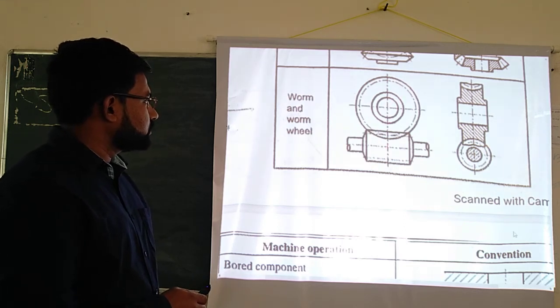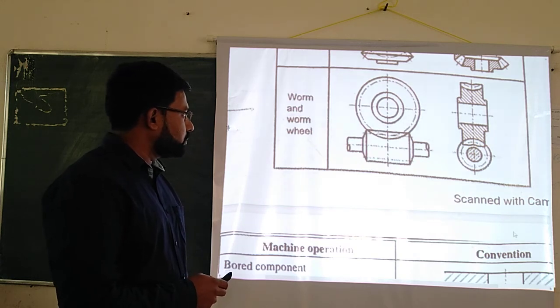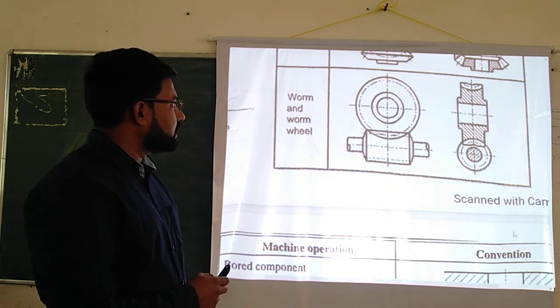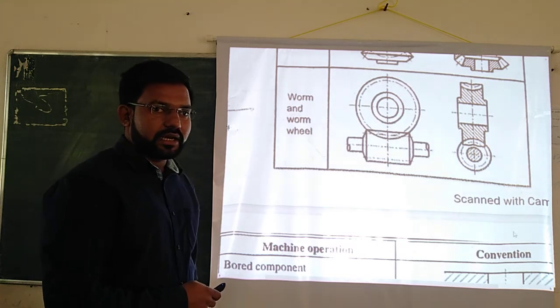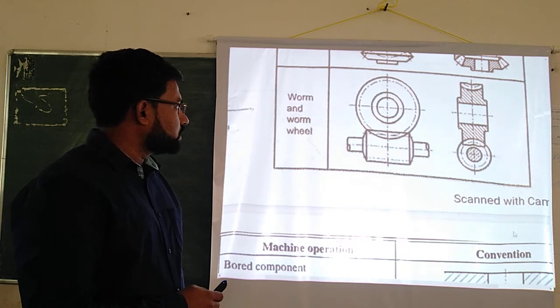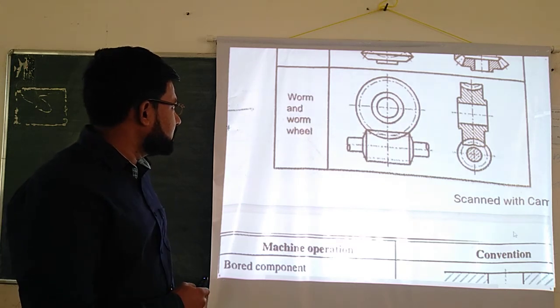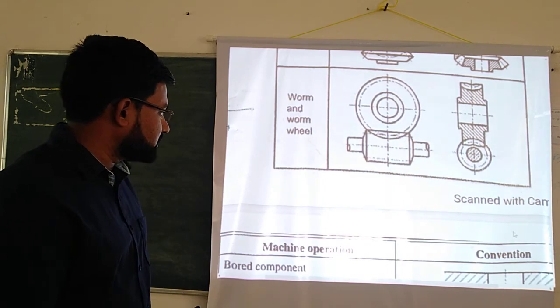If you observe the dimension or the shape, this worm will be smaller in size and the wheel is larger in size. For greater reduction, or if you want to reduce the speed drastically, then this worm and worm wheel will be used.